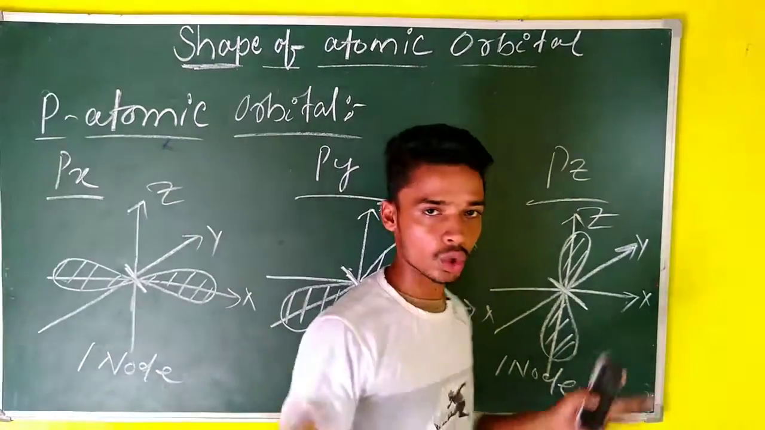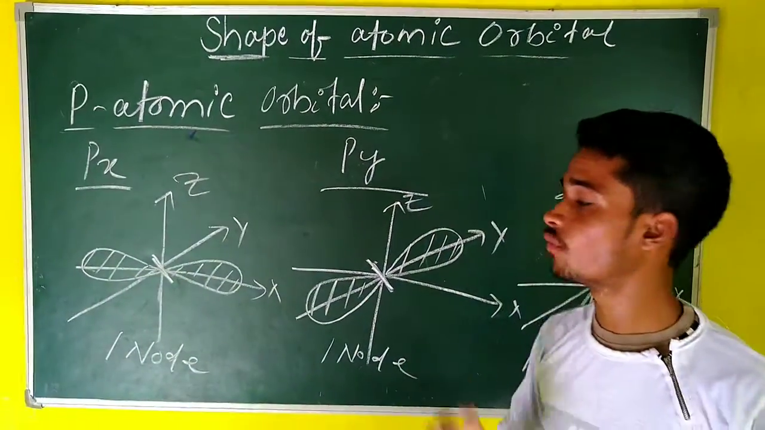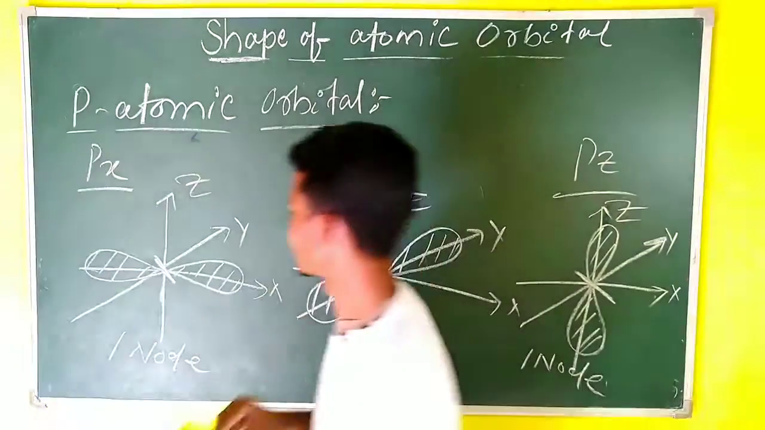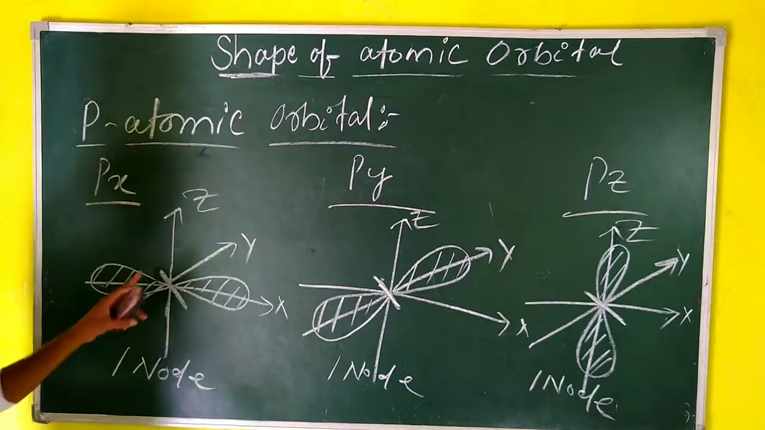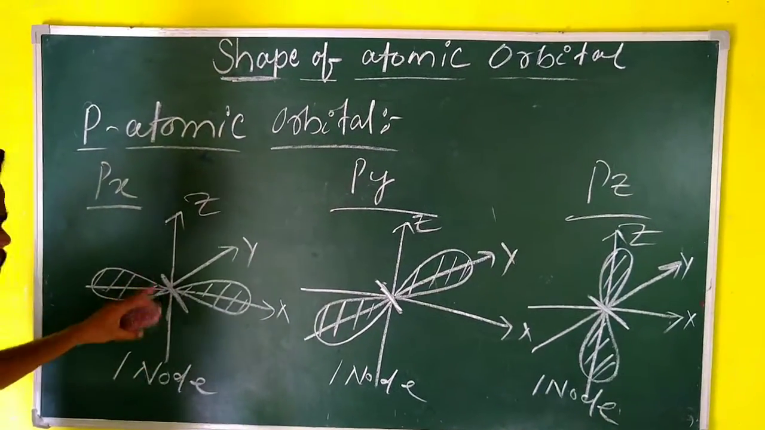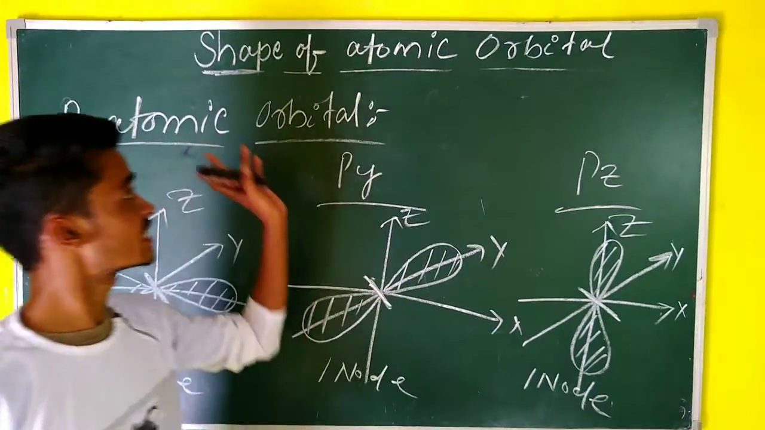What is a node? A node is a space, students, where the probability of finding an electron is 0. Meaning in this place the probability of finding an electron is 0. Meaning in this place no electron arises. These are all about P atomic orbitals and the shape of P atomic orbitals.